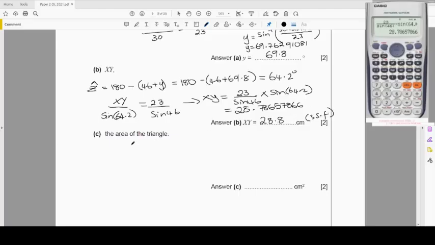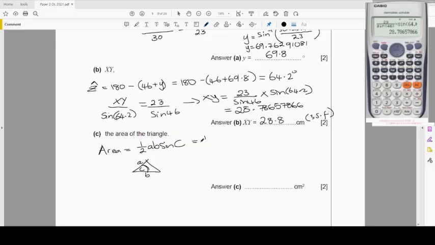Okay, now the area of the triangle, if you remember that the area of a triangle is given by half AB sine of C. So this is for any triangle actually. If you know what these two sides are and the angle between them, all you need to do is half this side times that side multiplied by sine of the angle between them. So as long as you have any two sides and the angle between them, you don't necessarily need to work out the perpendicular height. You can just use this formula.